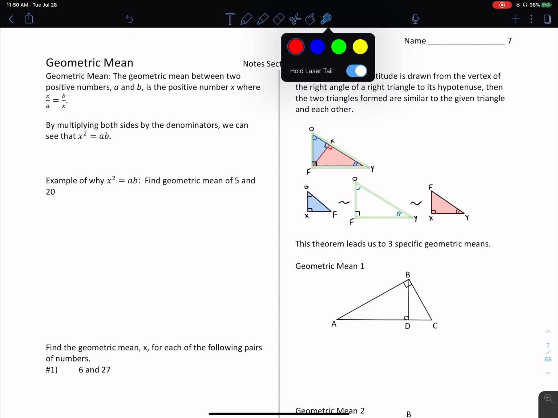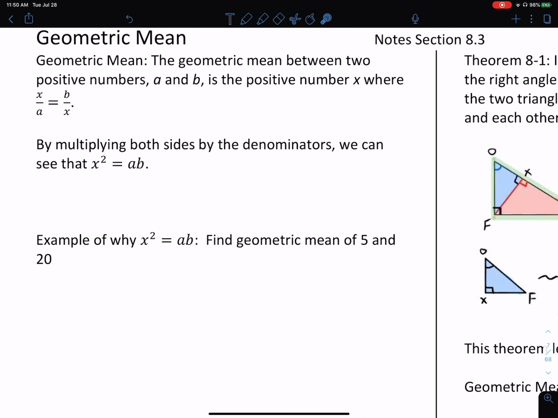If we take this equation here, we multiply both sides by the denominators, a and x. On the left, the a's cancel. On the right, the x's cancel. And that's going to give us then x squared equals a times b, which is what this is saying down here.